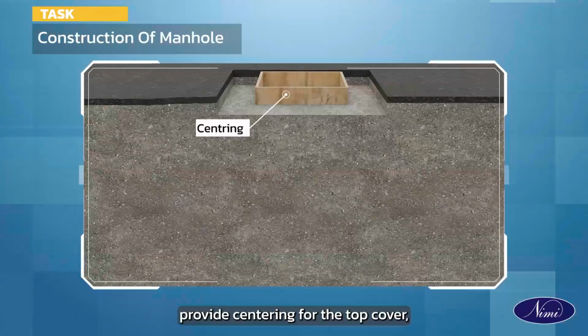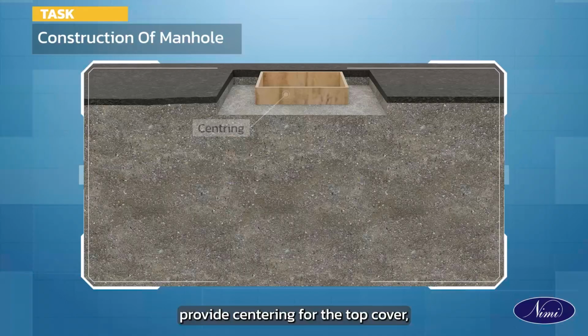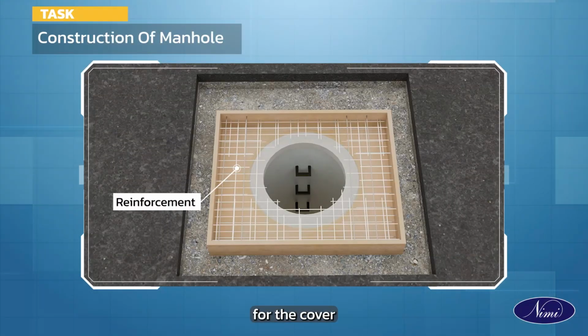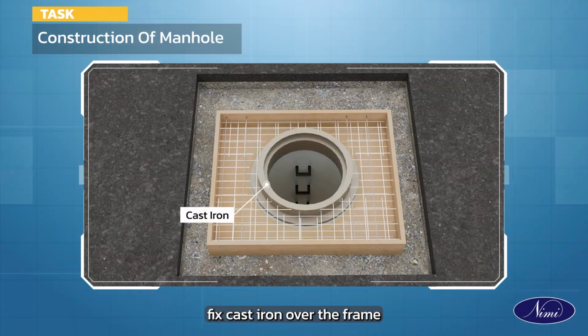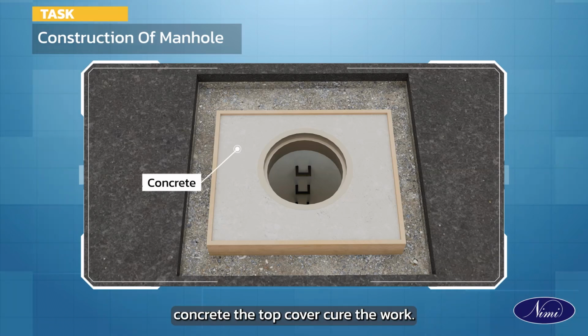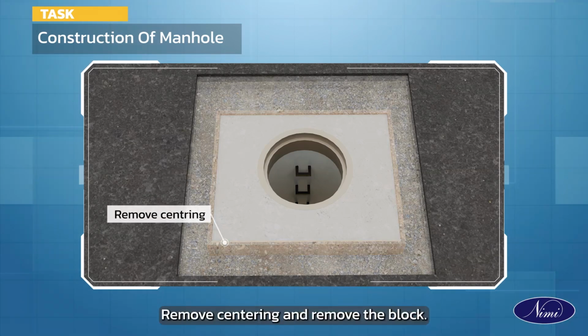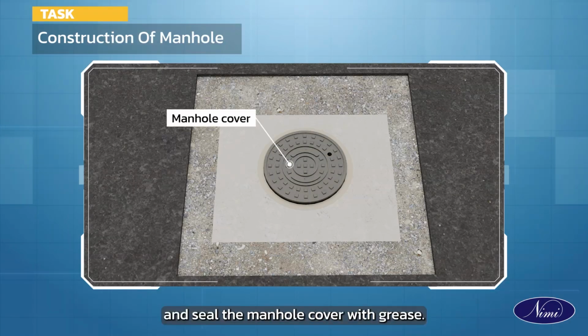Provide centering for the top cover. Fabricate and fix the reinforcement for the cover. Fix the cast iron over the frame. Concrete the top cover. Cure the work. Remove centering and remove the block. Fix the manhole cover and seal the manhole cover with grease.